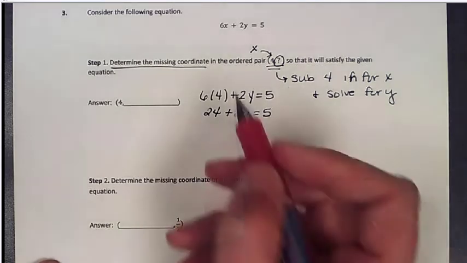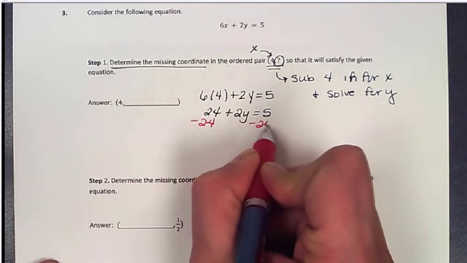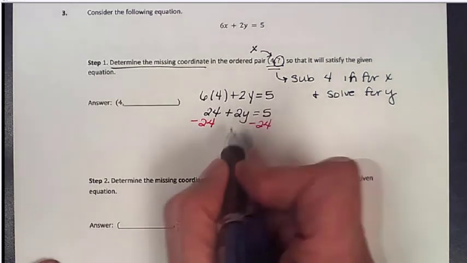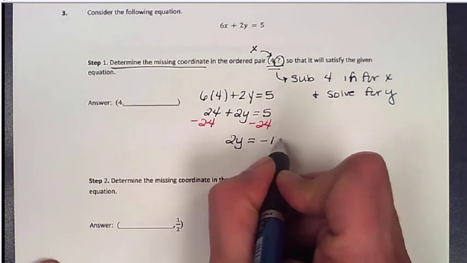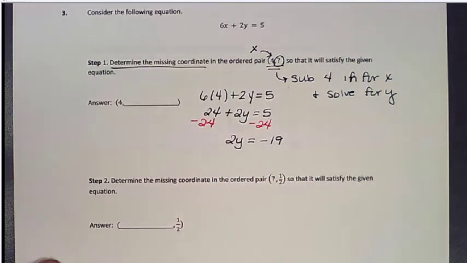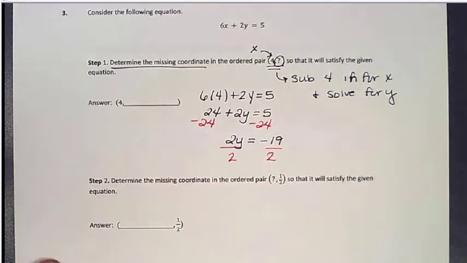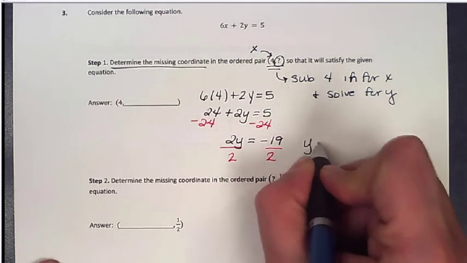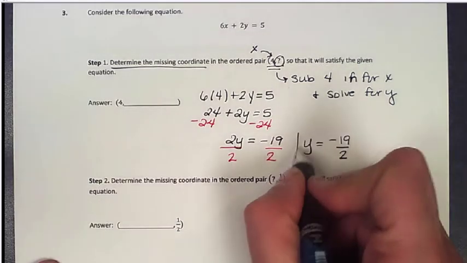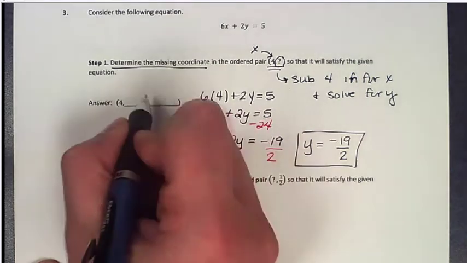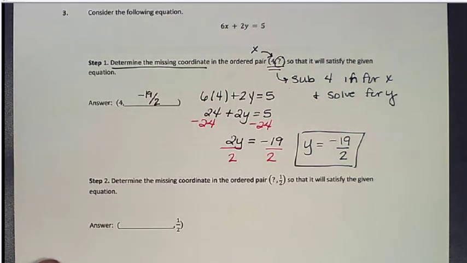We want to get our 24 out of there, so we're going to subtract 24 from both sides. So 2y equals a negative 19. We're going to divide both sides by 2. And y equals a negative 19 over 2. And this is the answer that we're looking for. So we would put negative 19 over 2 in our answer box.